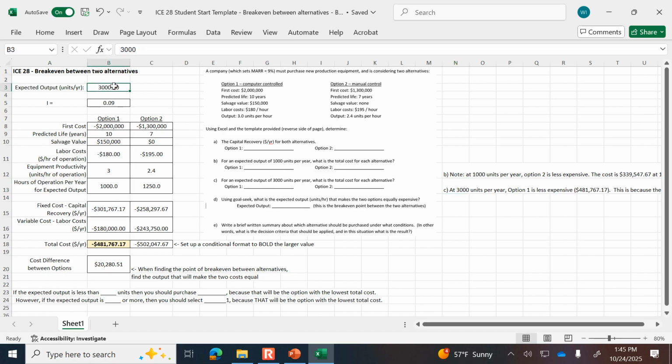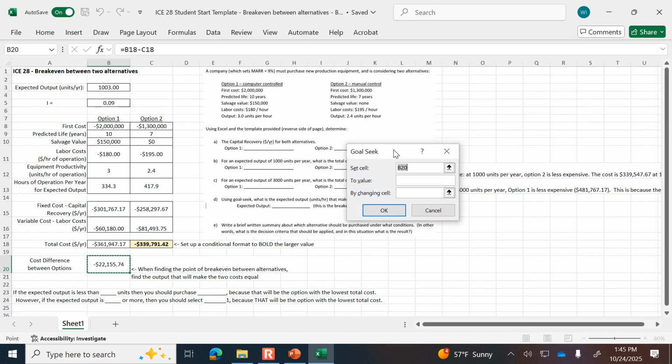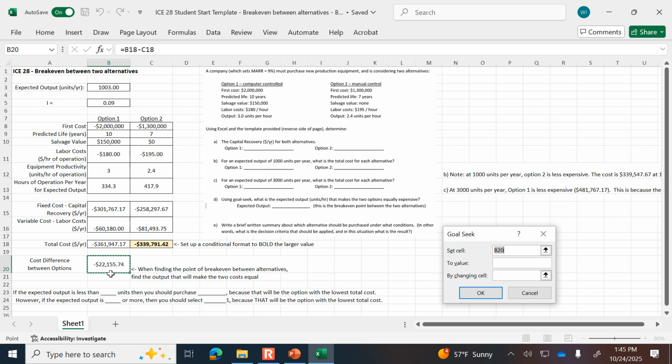So we could just try it out. Is it 1,001? No. Is it 1,002? No. 1,003? What we're looking for is we want this cost difference between options to be 0. So, data, what-if analysis, goal seek, and our objective in the goal seek is for this cell, which is the difference between the two, to be 0, and it should change the output. So it's going to keep playing around with Q, the volume of production, and it's looking for when the cost difference between the two gets close to 0.